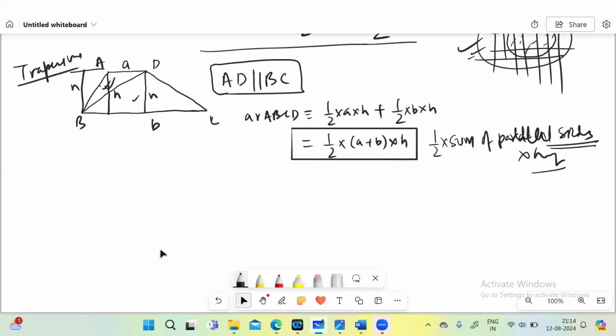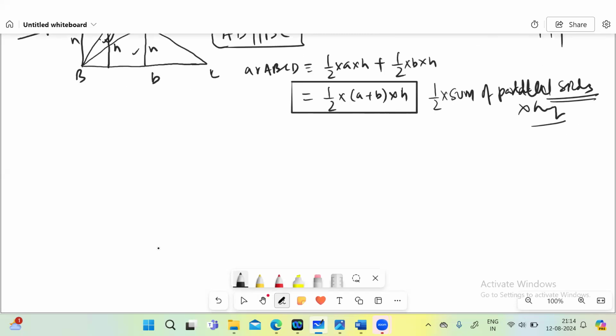So now one more important figure is there. We need to find area of that also.